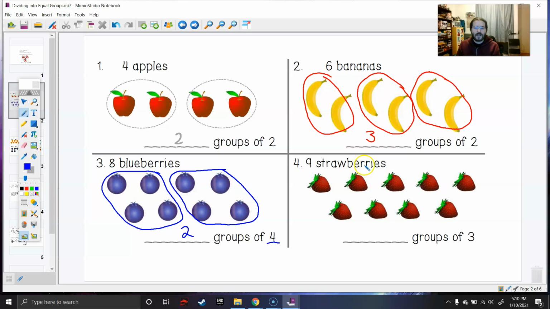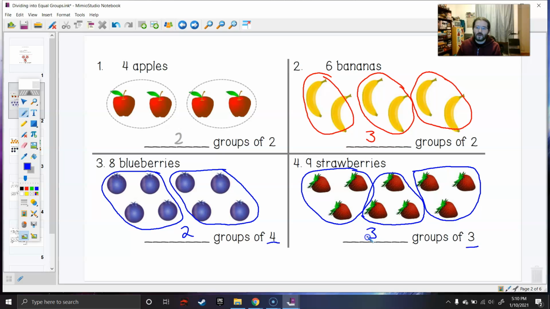This one, we have 9 strawberries. We're looking for how many groups of 3. So we're going to go 1, 2, 3. That's our first group. 1, 2, 3. That's our second group. 1, 2, 3. So we have 3 groups of 3.